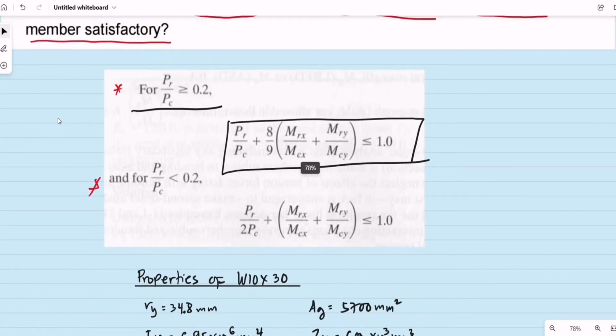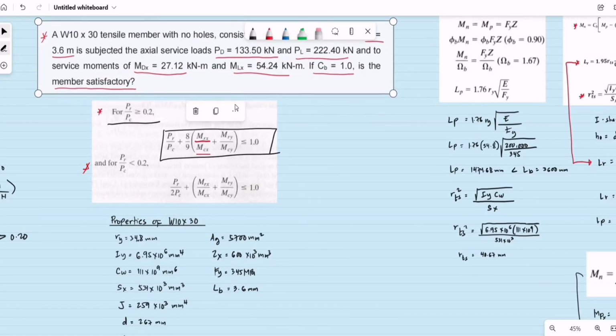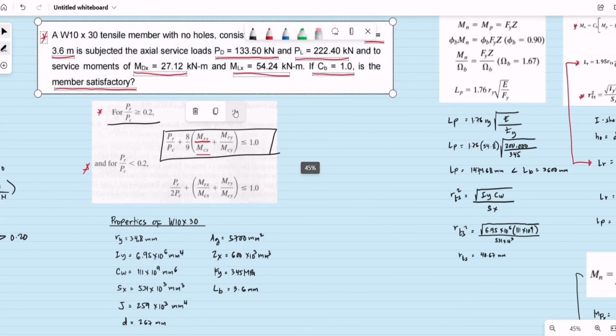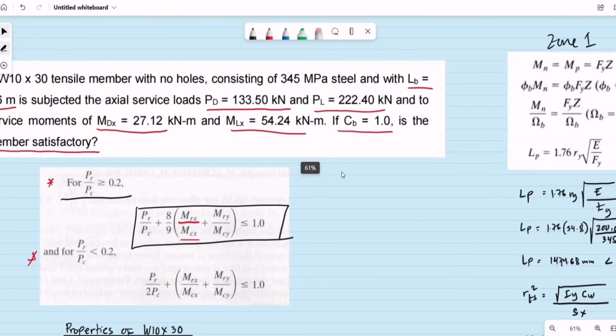So we now have the values of PR and PC. Let us now compute the values of MRX and MCX. Again, for this example, if we go back to our problem, no moment is given with respect to the y-axis. The moments for the dead load and the live load are with respect to the x-axis, so we can assume this term to be 0.